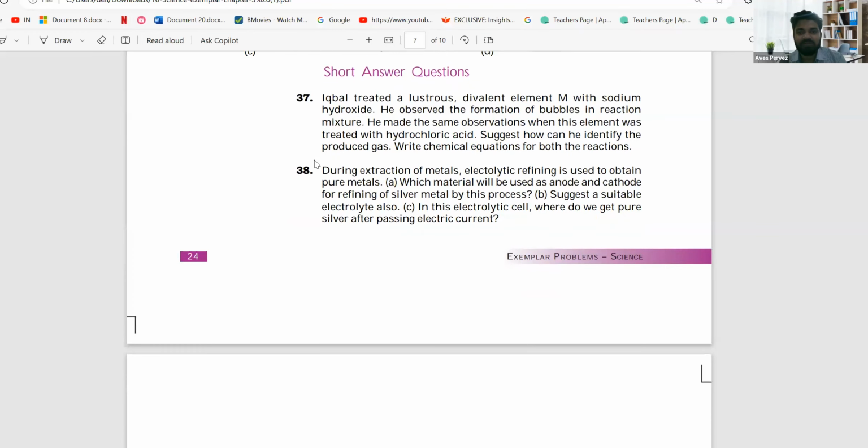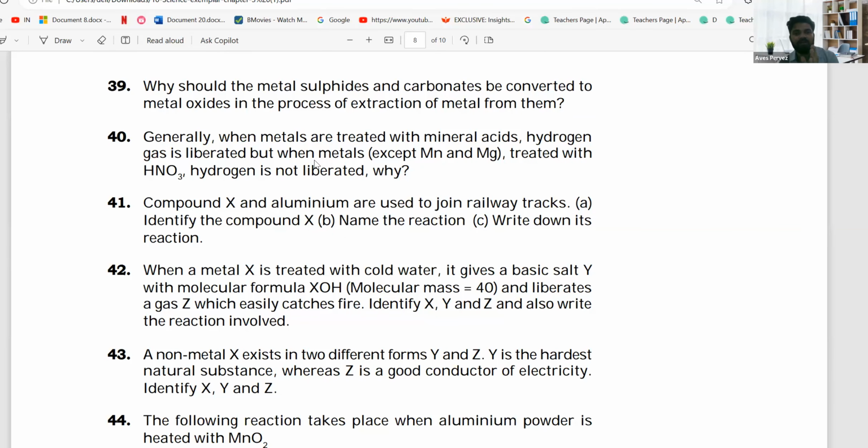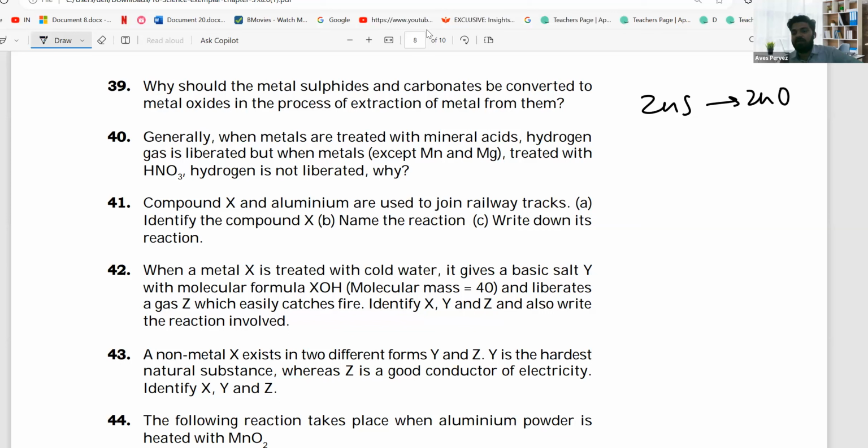Let's have the other questions from this topic. Question number 39. Why should the copper metal sulfides and carbonates be converted into the oxide form? Like we have zinc sulfide, so why should we convert zinc sulfide to ZnO by using roasting? And for example, if you have calcium carbonate, CaCO3, it should be converted into CaO. Because it is easier to extract metal from their oxide form rather than their carbonate and sulfide form.